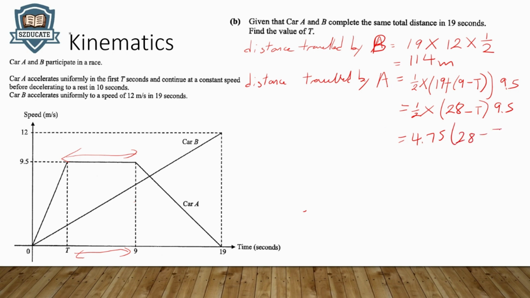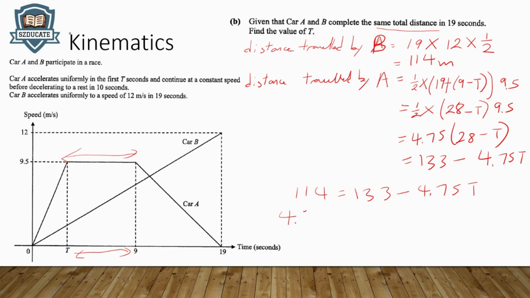4.75 times 28 minus T. 4.75 times 28 is 133. So it's 133 minus 4.75 T. Okay. Now, since the total distance traveled is the same as given in the question, that means 114 is equal to 133 minus 4.75 T.